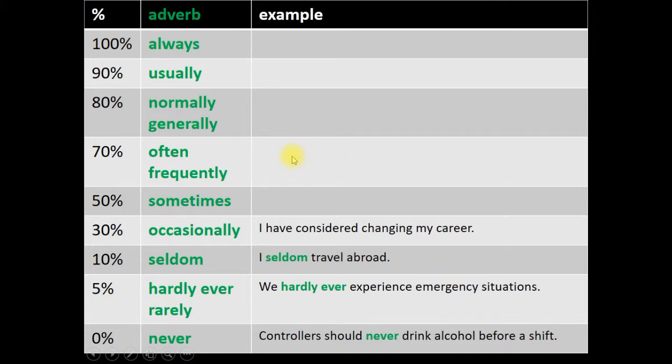How about the next one? I have considered changing my career. Occasionally. I have occasionally considered changing my career. Again, have considered, so our adverb should go directly after the first auxiliary verb, have. Next, pilots can be quite demanding. How often? Well, sometimes. So pilots can sometimes be quite demanding. Again, can is our modal verb here, and it's the first one, which comes before the verb to be.